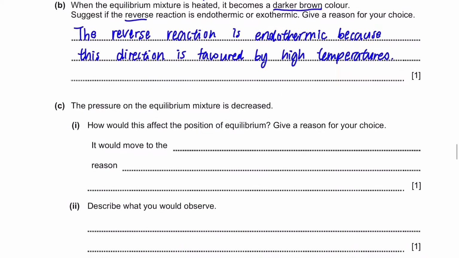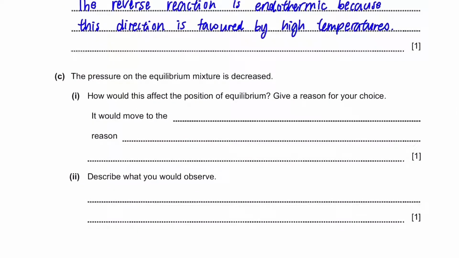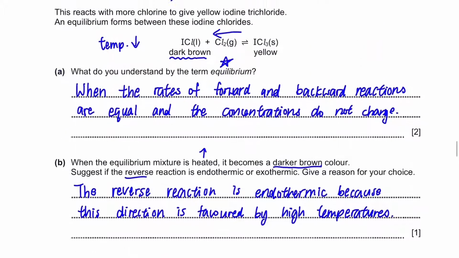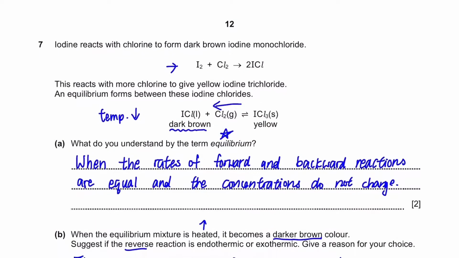Part C. The pressure on the equilibrium mixture is decreased. How would this affect the position of equilibrium? Give a reason for your choice. The pressure depends on the number of moles on each side of the given equilibrium. On the left-hand side, there is 1 mole of ICl and 1 mole of Cl2, so in total, 2 moles. On the right-hand side, there is only 1 mole of ICl3.